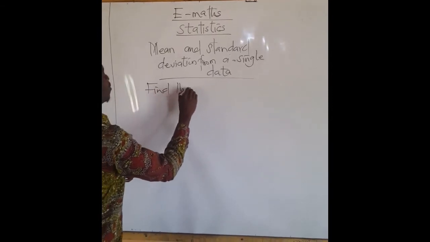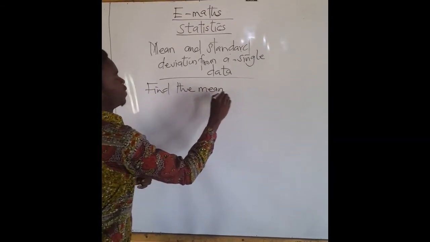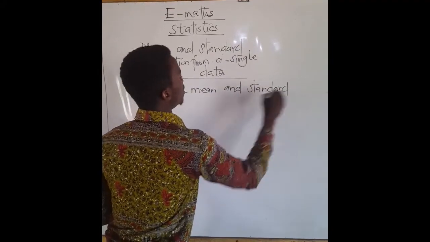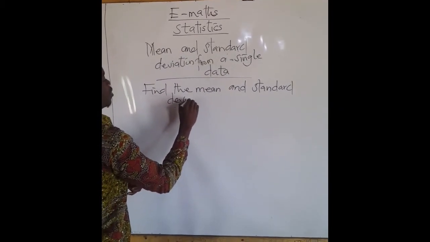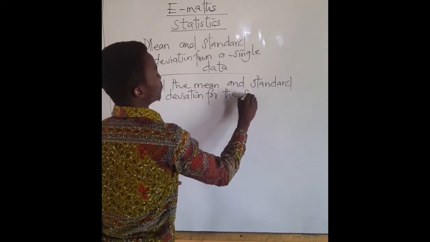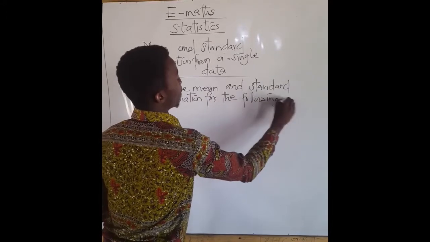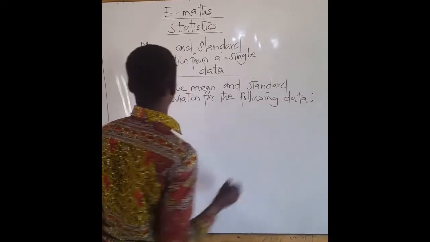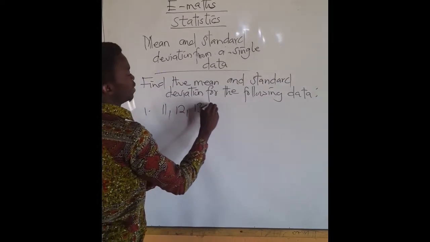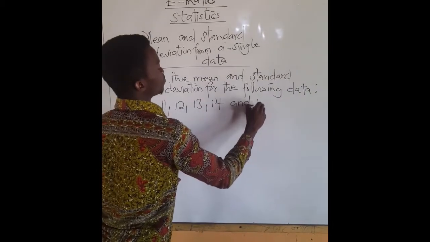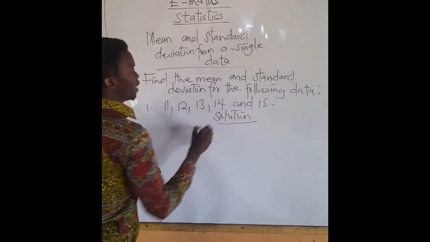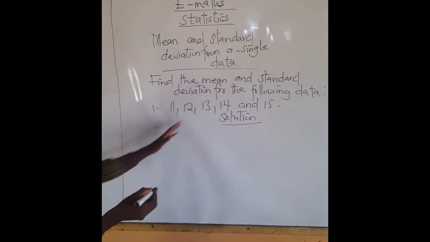Find the mean and standard deviation for the following data. Okay, so number one, we have our data to be 11, 12, 13, 14, and 15. So here we first start with the mean. So let's find the mean for this data.